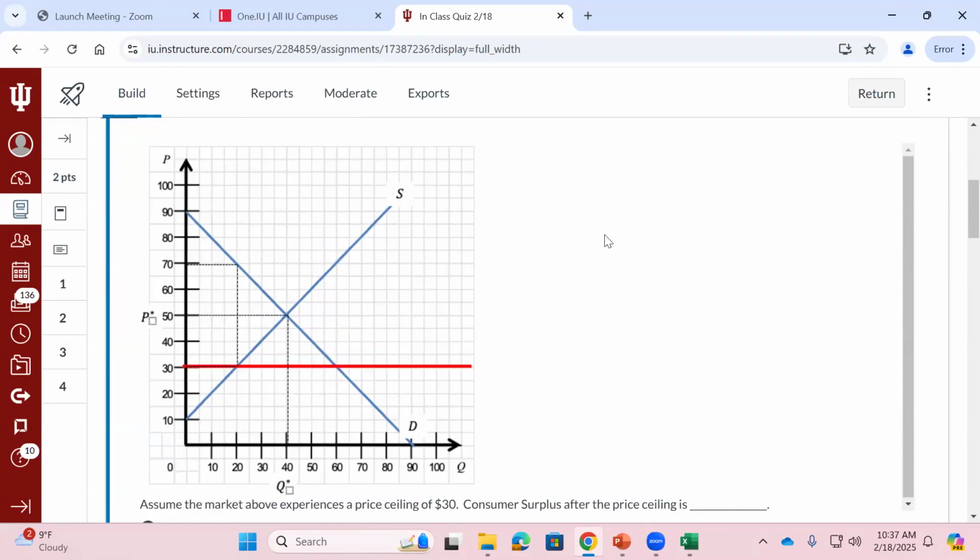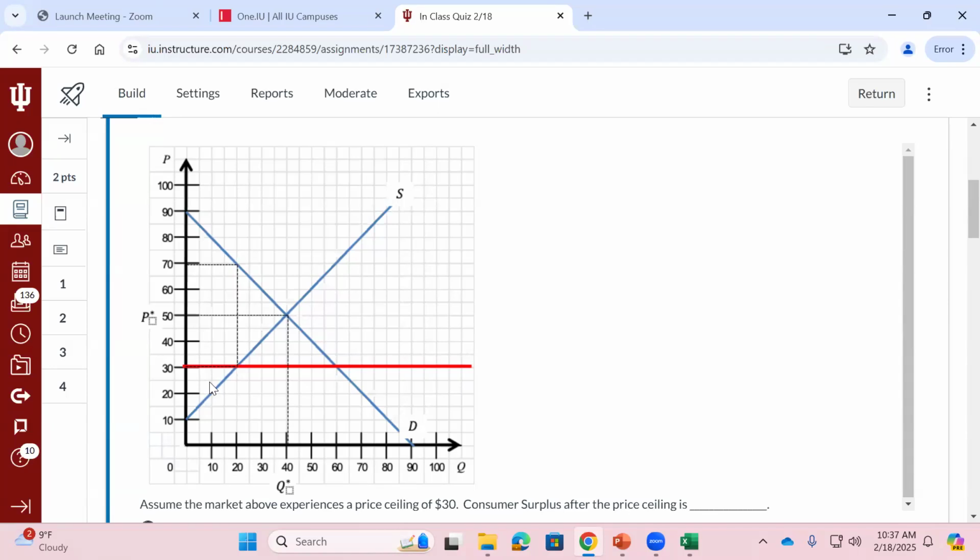Now I didn't ask the question here, but what would my producer surplus be? This would be the area below. What are the marginal benefits to producers? Price. So the area below the new price of 30, but above their marginal cost, which is represented by the supply curve. So this little triangle down here: 20 times 20 times a half. Producer surplus there would be 200.